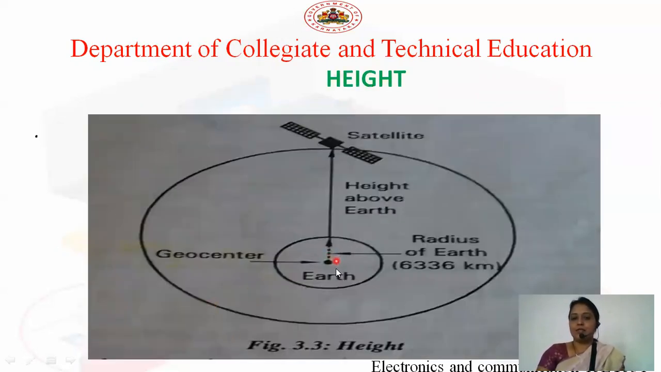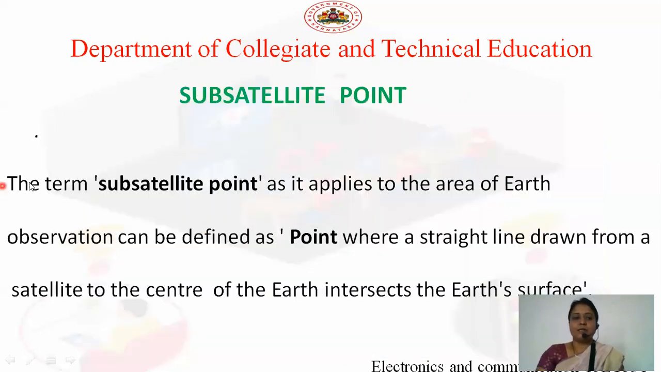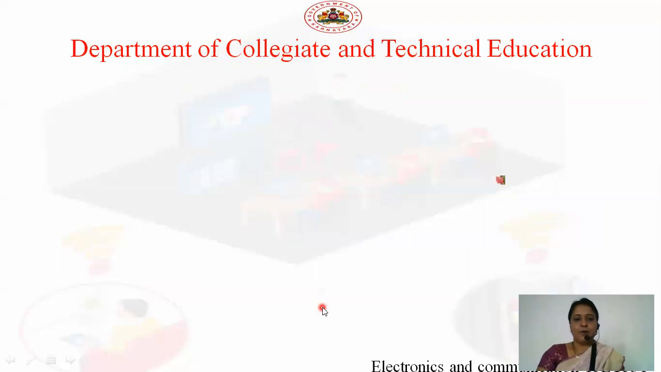Now this is the geocenter, the center of the Earth, and this is the line drawn from the satellite to the center. This represents the height of the satellite, at what height the satellite is rotating. Now the sub-satellite point. The sub-satellite point is the point directly down from the satellite, the point where the straight line drawn from the satellite to the center of the Earth intersects the Earth's surface.